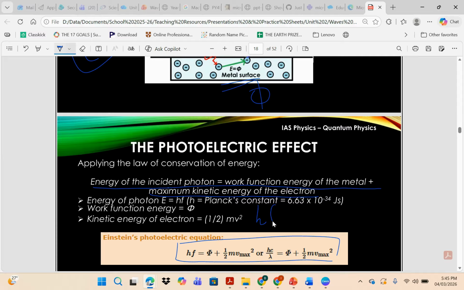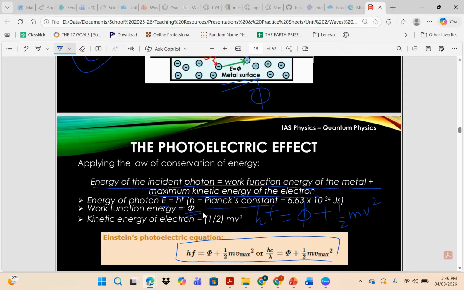The energy of a photon is hf. h, by the way, we did not speak about it. h is a constant called Planck's constant. hf equals work function energy plus half mv squared, or the kinetic energy of the electron. So hf is the energy of the photon, where f is the frequency. h is a constant known as Planck's constant. It has been named after a famous scientist called Max Planck.